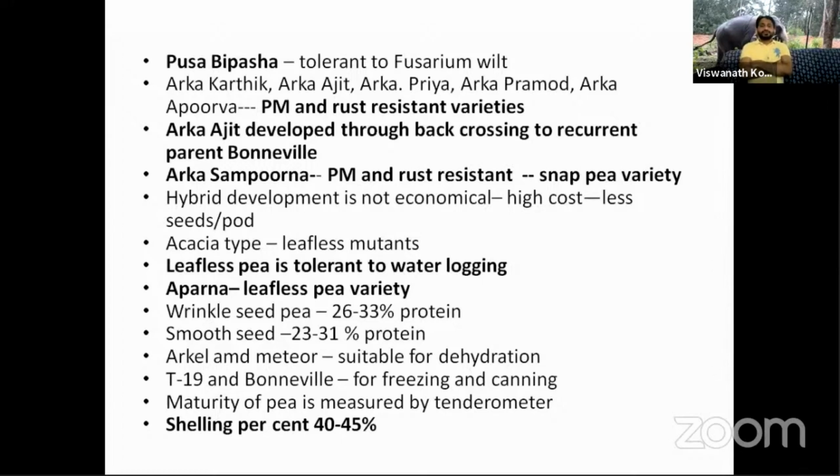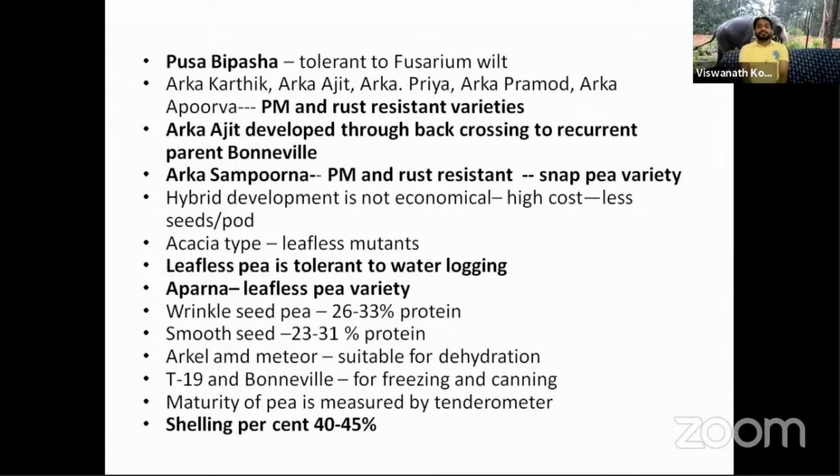Leafless pea is tolerant to waterlogging, as I told earlier, and one variety of leafless pea is Aparna. There are two seed types: wrinkled seed and smooth seed. Wrinkled seed has protein content 26 to 33%, whereas smooth seed has protein content 23 to 31%. There are varieties suitable for various processing purposes, for dehydration and for freezing, and the maturity of pea is measured by the tenderometer.